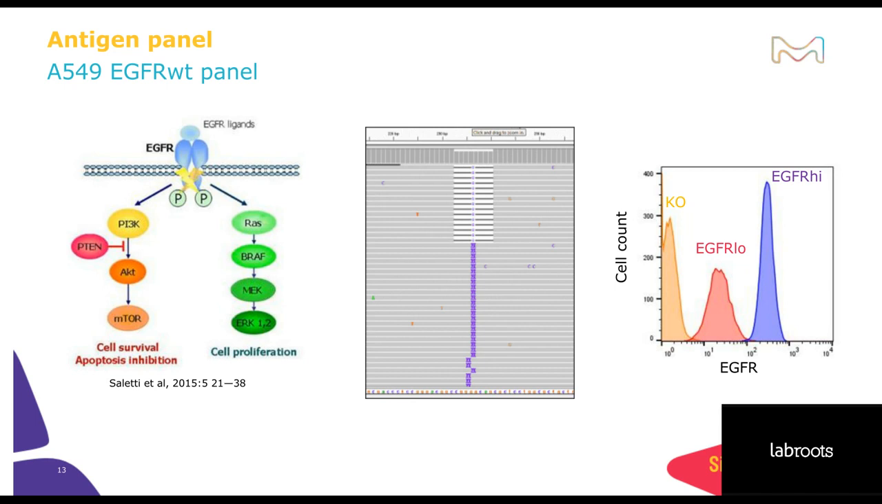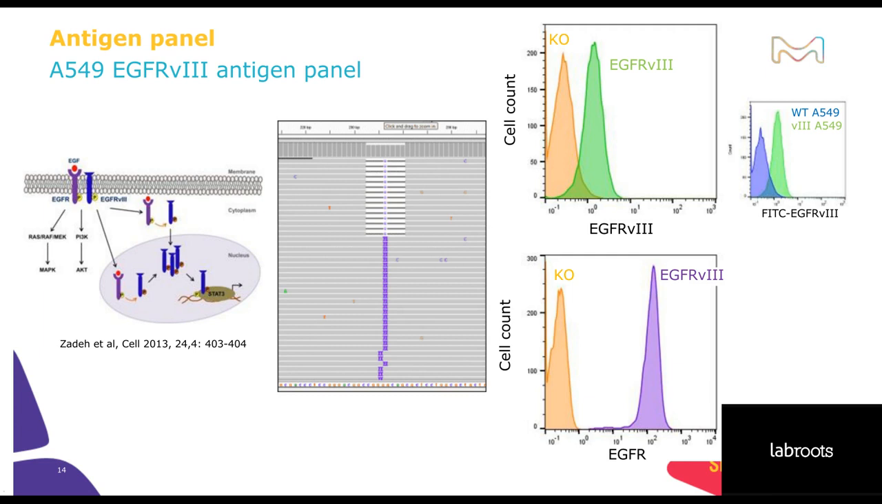In addition to delivering wild-type EGFR into this panel, we also delivered a commonly found mutant of EGFR. So EGFR V3 is a naturally occurring variant of EGFR, often found in cancers. This is an in-frame deletion, which actually causes EGFR to lose its ligand dependence and become constitutively active. So it is always signaling when you have this EGFR V3 mutation.